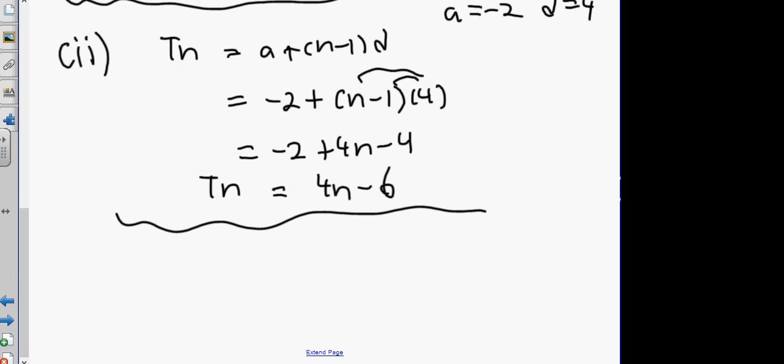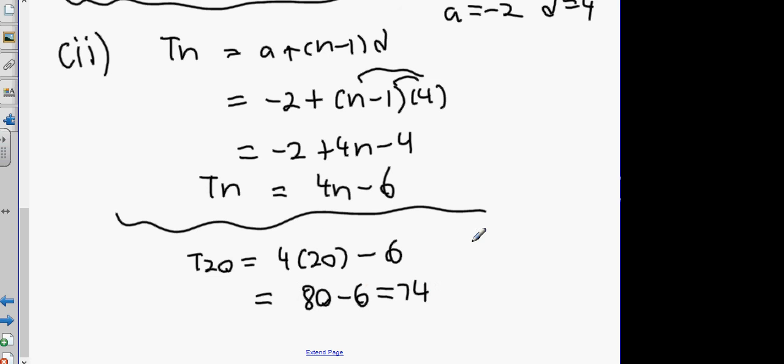Next thing we're going to do is find what T20 is. T20 is 4 times 20 minus 6. So it's 80 minus 6, which is 74. Now, T20 could also be found by taking away S19 from S20. The only difference between S19 and S20 is that you're adding on the 20th term, T20.